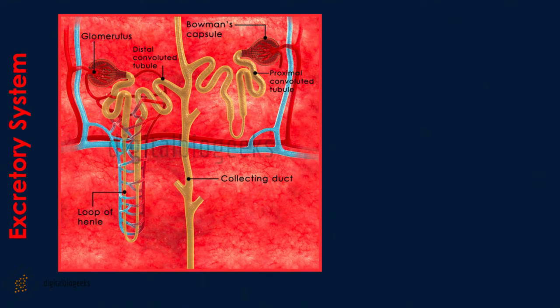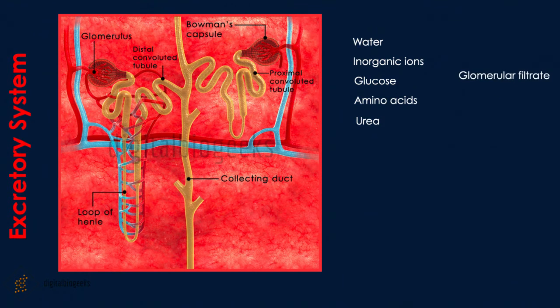When blood enters the glomerulus, the smaller particles from blood diffuse into the Bowman's space. Smaller particles like water, inorganic ions, glucose, amino acids, and urea diffuse into the Bowman's capsule. At this time, the filtrate is called glomerular filtrate, as the filtration is done by the glomerulus.